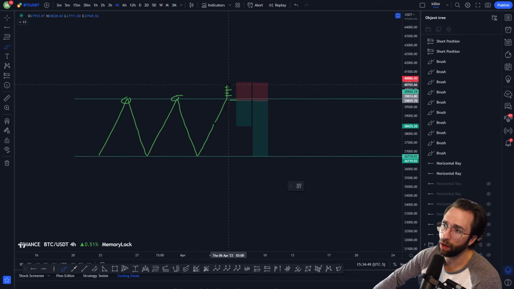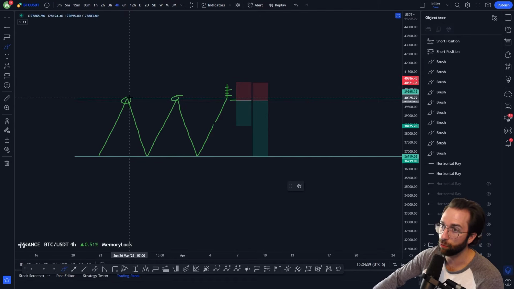If we wick above, people are longing into the wick, trying to get a breakout. People got stopped out here, but then price comes back down and it closes below. That means that resistance that was confirmed here, resistance here, it is still resistance, right? Because the candle closed below.